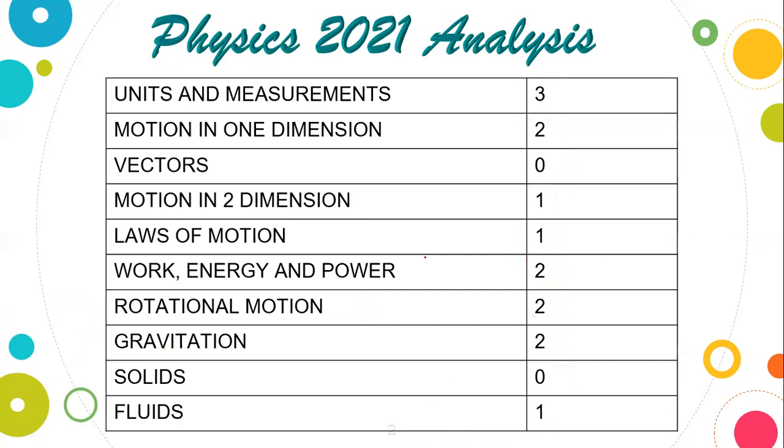So once again, units and measurement, just 3 questions. This time, the chapter which seemed very simple and easy for everybody gave just 3 questions, and I think most students have scored these 3 marks correctly because all the questions were easy. Vectors, 0 questions. Laws of motion, just 1 question. Gravitation, 2. Rotation, 2. Solids, 0.